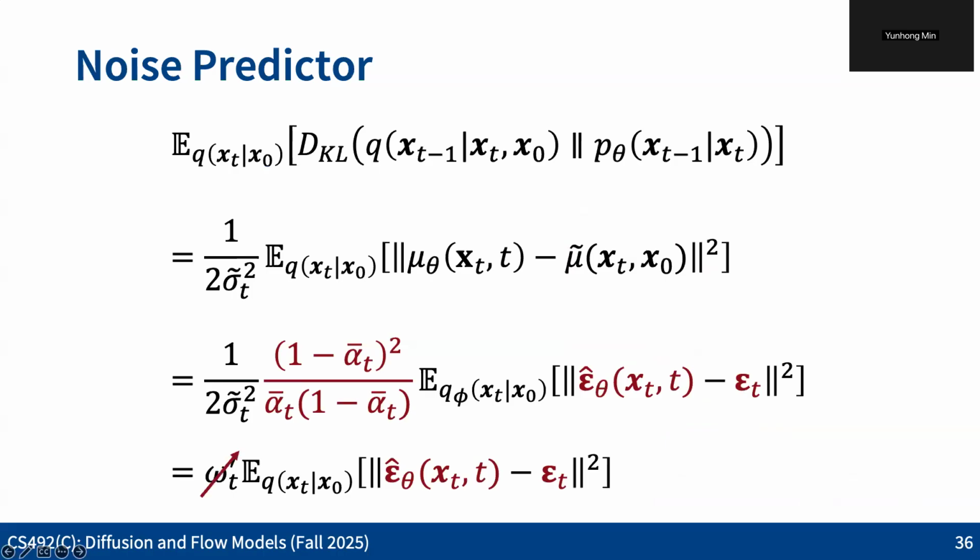Then you can see that this all becomes the same. We are simply replacing the mean predictor with the clean sample predictor. And now in this case, we are replacing that with the noise predictor, right? So the other cases.